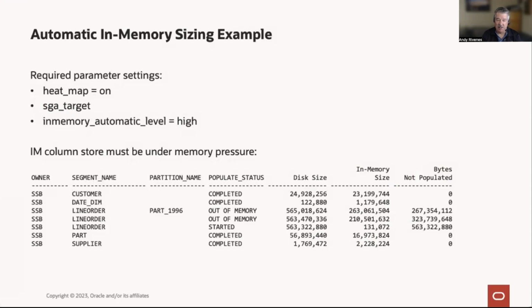Then I populated my SSB schema, and you'll notice here the line order partition. I'm not sure why this one doesn't list it, but I had three partitions that I had used out of the five that are in the Live Labs environment, and notice it went out of memory. So we might expect to see that we're under memory pressure because the column store is now full, and we might expect that automatic in-memory sizing would then increase the size of the column store as part of automatic shared memory management. So that's the setup.